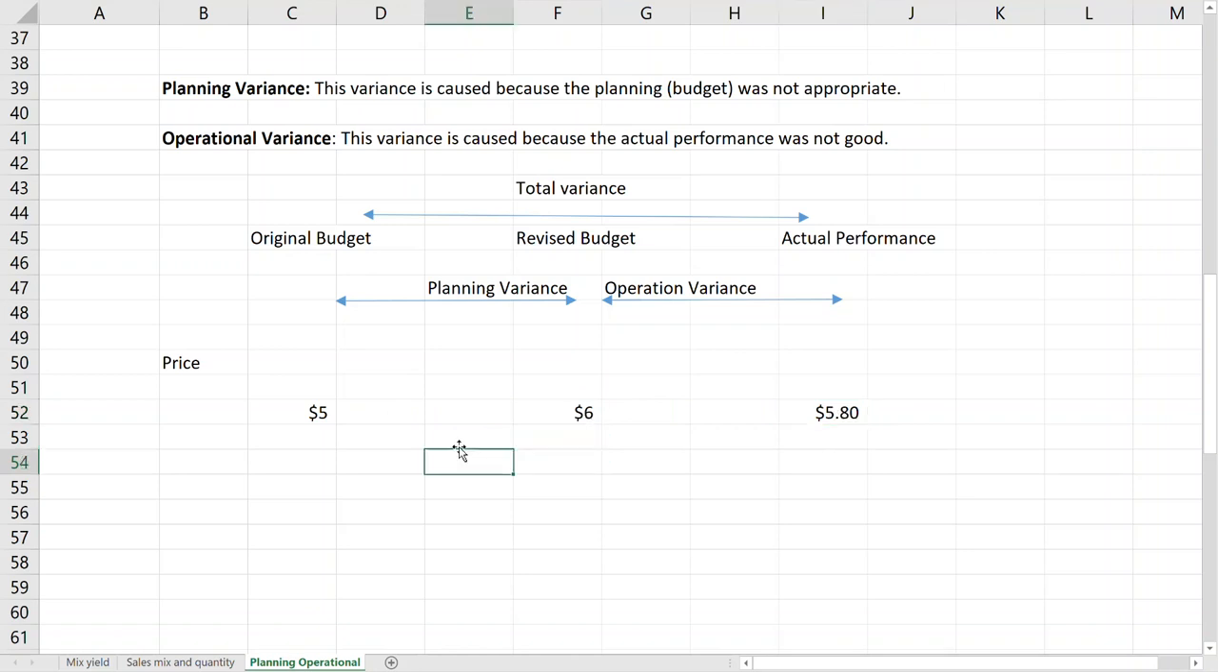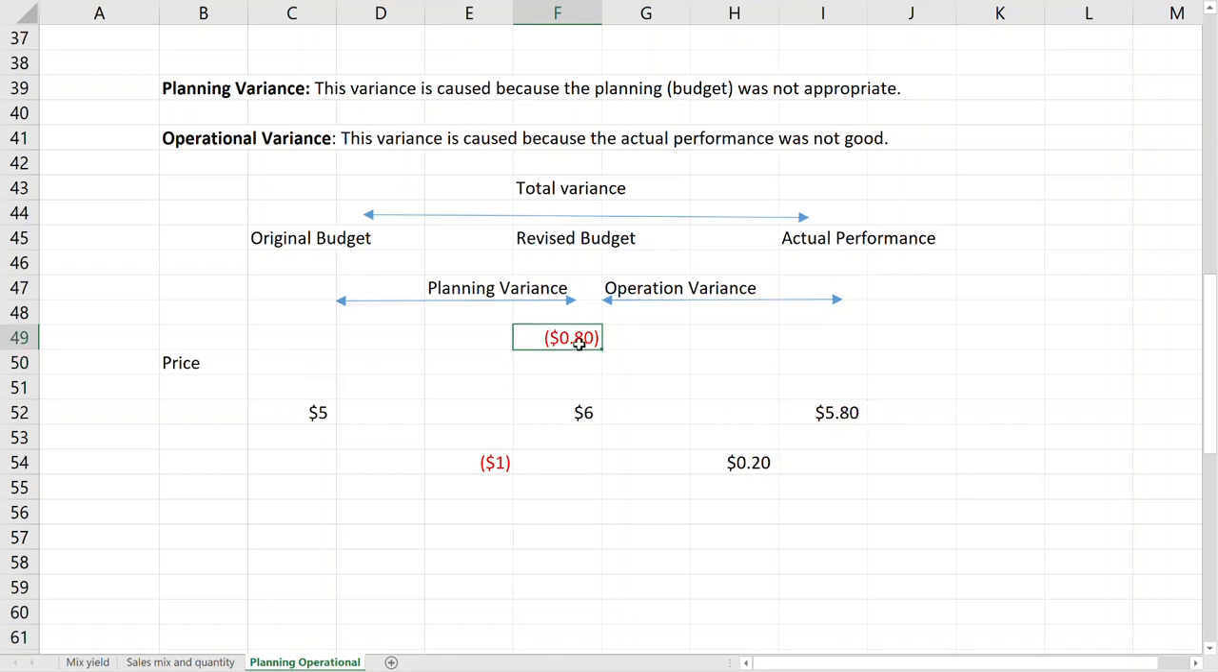So when we compare these two, this is our planning variance, which is adverse. When we compare these two, we have operational variance, which is favorable. So planning variance in terms of price is adverse. Operational variance in terms of price is favorable. When we compare both, the original budget with actual performance, we have 0.80 cents adverse.